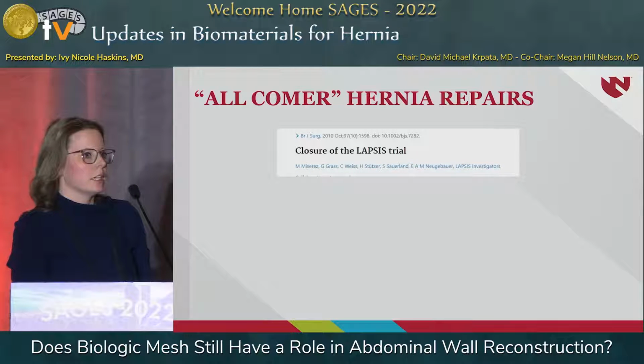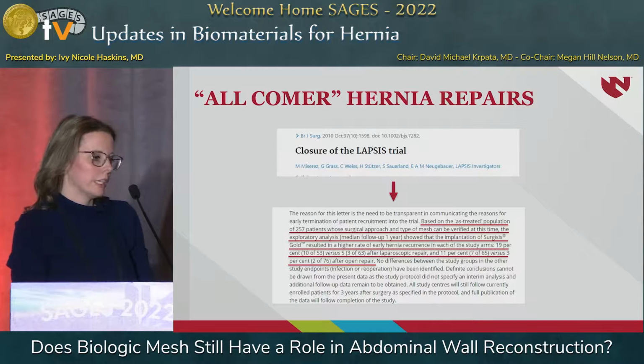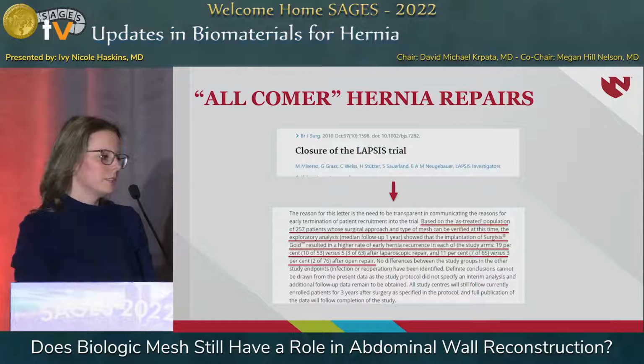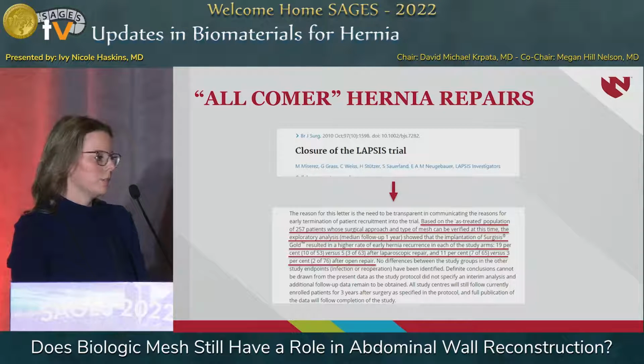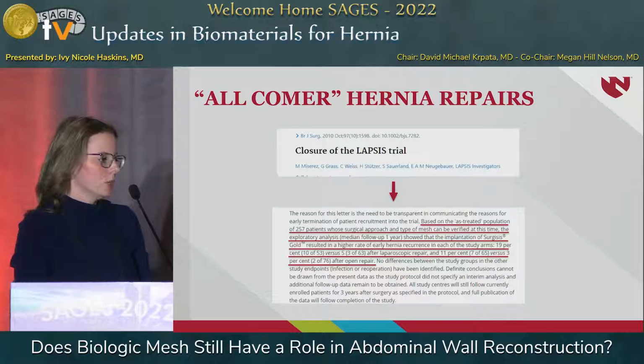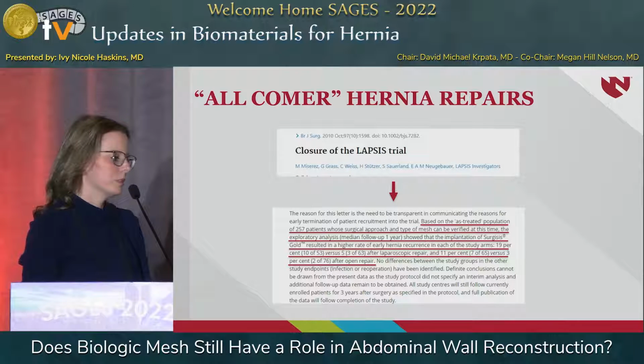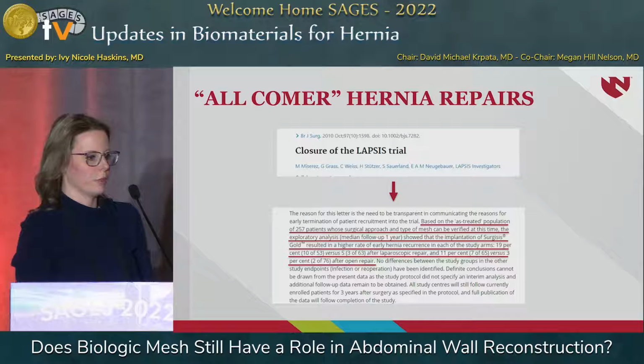Unfortunately, this study and trial was terminated early, and the authors concluded that based on the as-treated population of 257 patients, whose surgical approach and type of mesh can be verified at this time, the exploratory analysis with a median follow-up of 1 year showed that the implantation of Surgisis resulted in a higher rate of early hernia recurrence in each of the study arms. 19% versus 5% after laparoscopic repair, and 11% versus 3% after open repair.